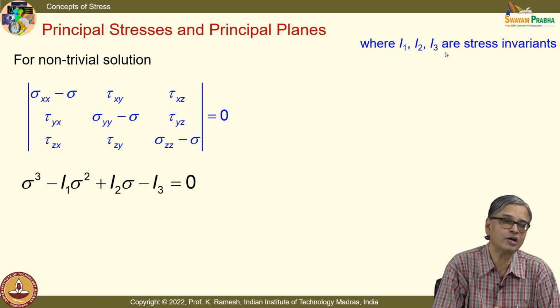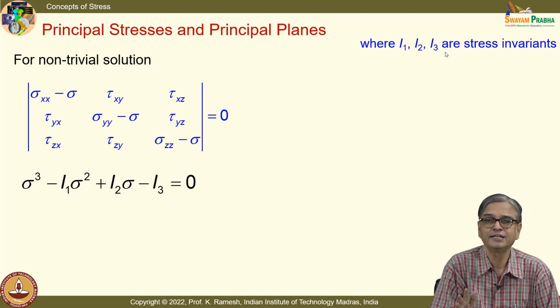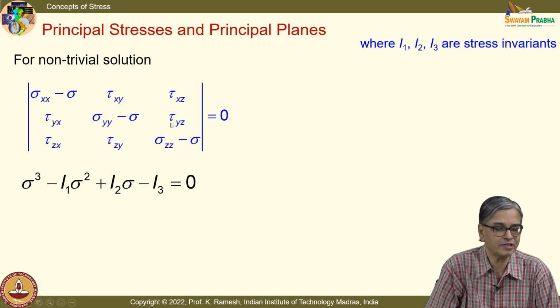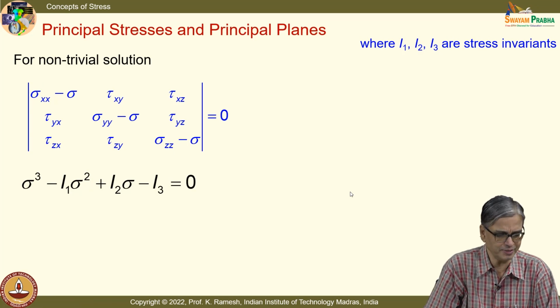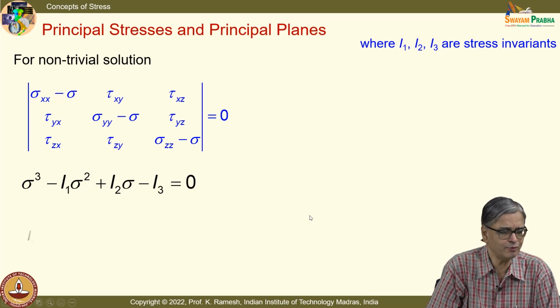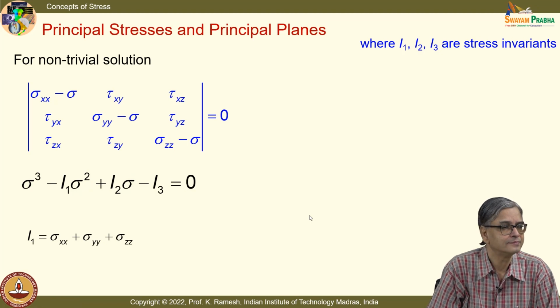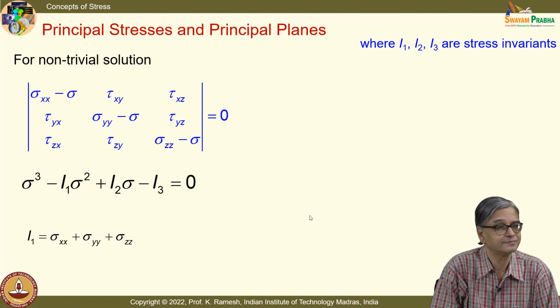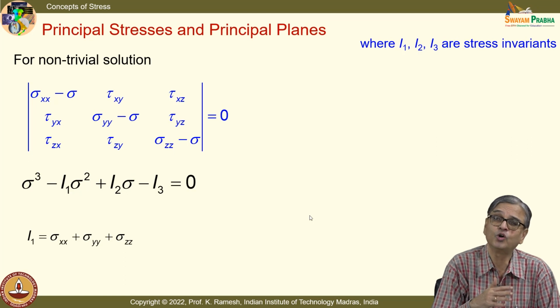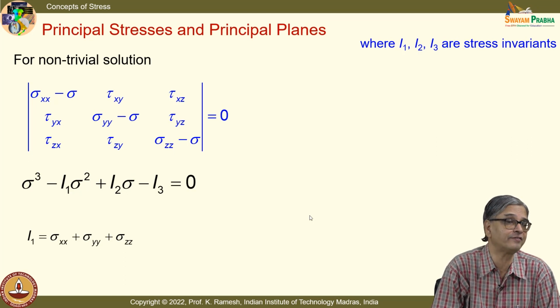Once I define what I1, I2 and I3 are, it is easier for you to write the expression for the determinant comfortably, to make your life simple and also to have your involvement in the development of these expressions. I1 is given as sigma x plus sigma y plus sigma z. It's a very famous invariant, and we should also know how to use this invariant effectively in our computations.